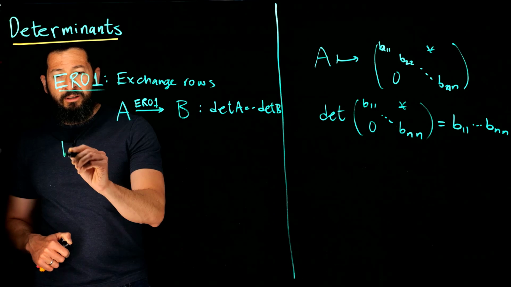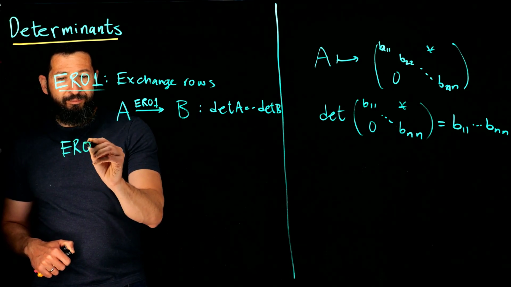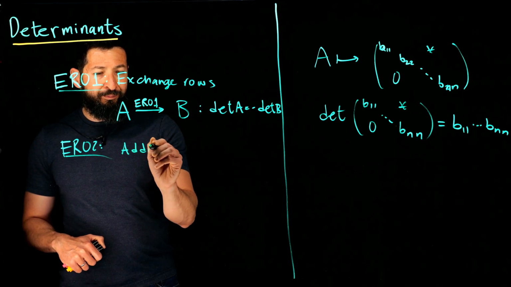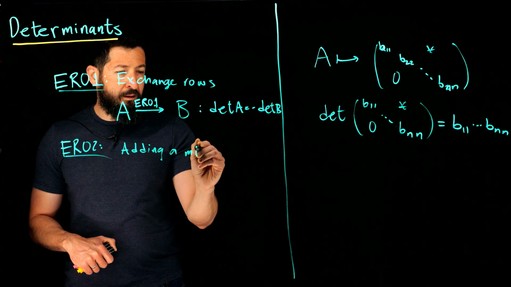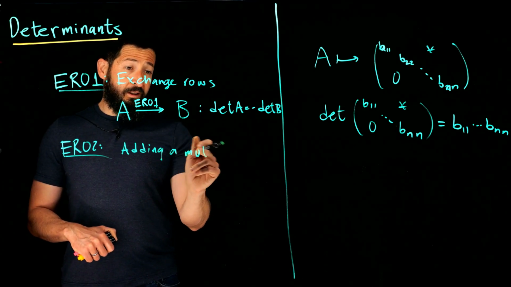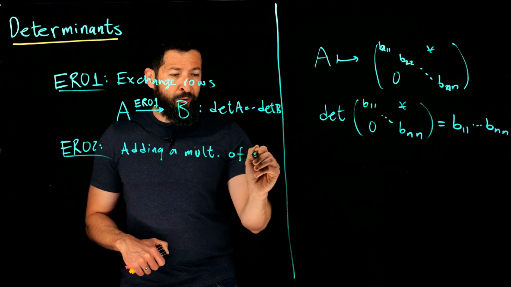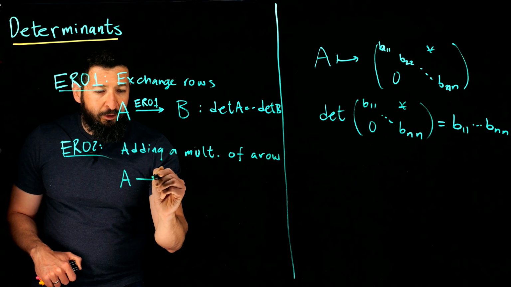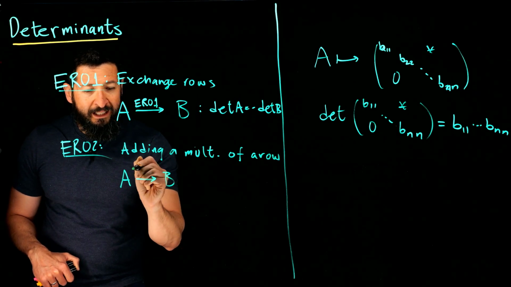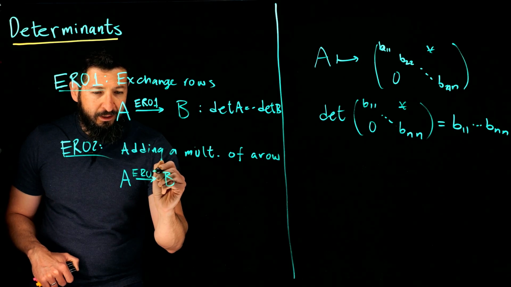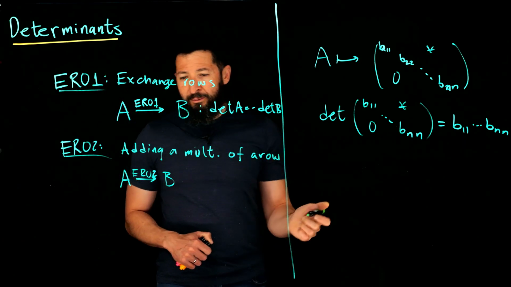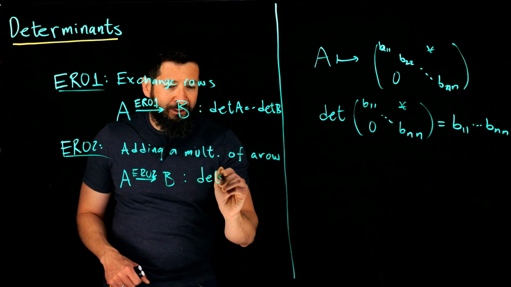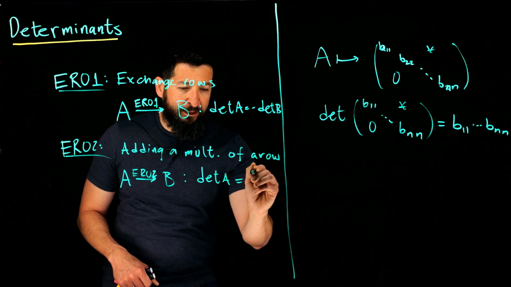So elementary row operation of type 2 is going to be adding a multiple of a row to another. So if you obtain B from A by performing an elementary row operation of the second type, and my numbering may be completely off from the book or my notes, doesn't matter, the determinants are the same. So this type of operation does not affect the determinant at all.